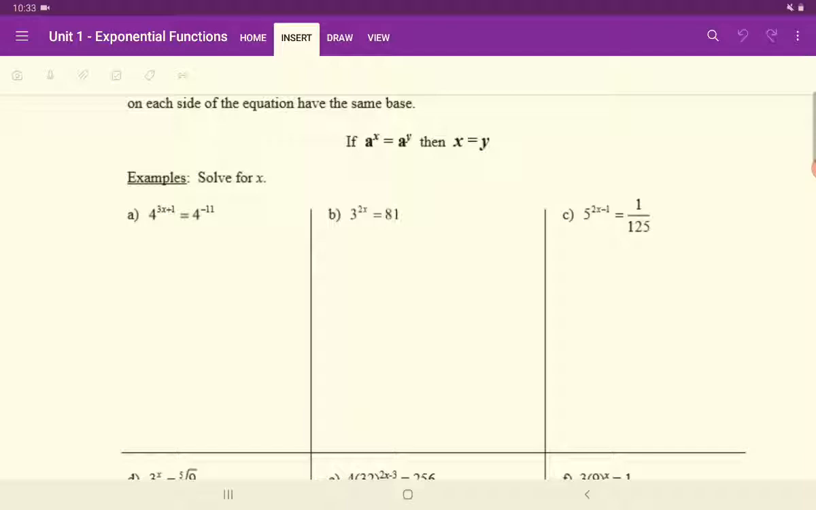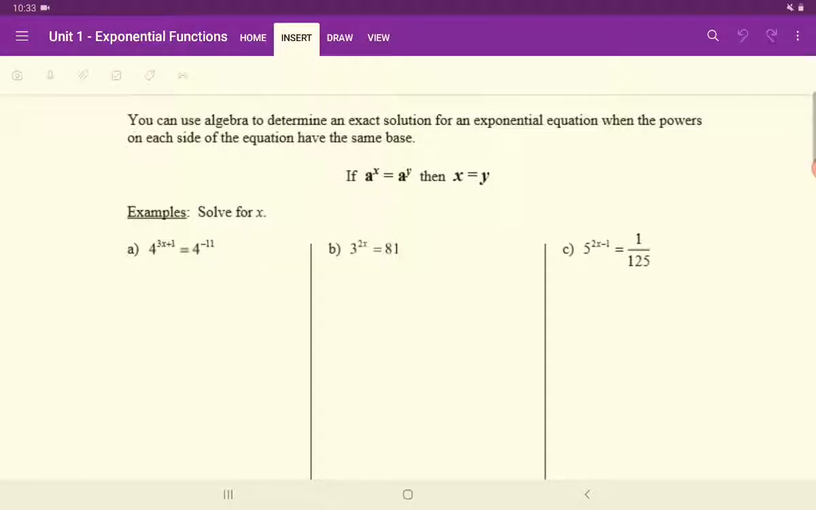All right. And so there is a rule, which makes absolutely perfect sense, that you can use algebra to determine an exact solution for an exponential equation when the powers on each side of the equation have the same base. So if you have the same base, an a and an a on either side of the equation, let's say a 3 and a 3, that means their exponents have to be equal to each other in order for them to be equal.